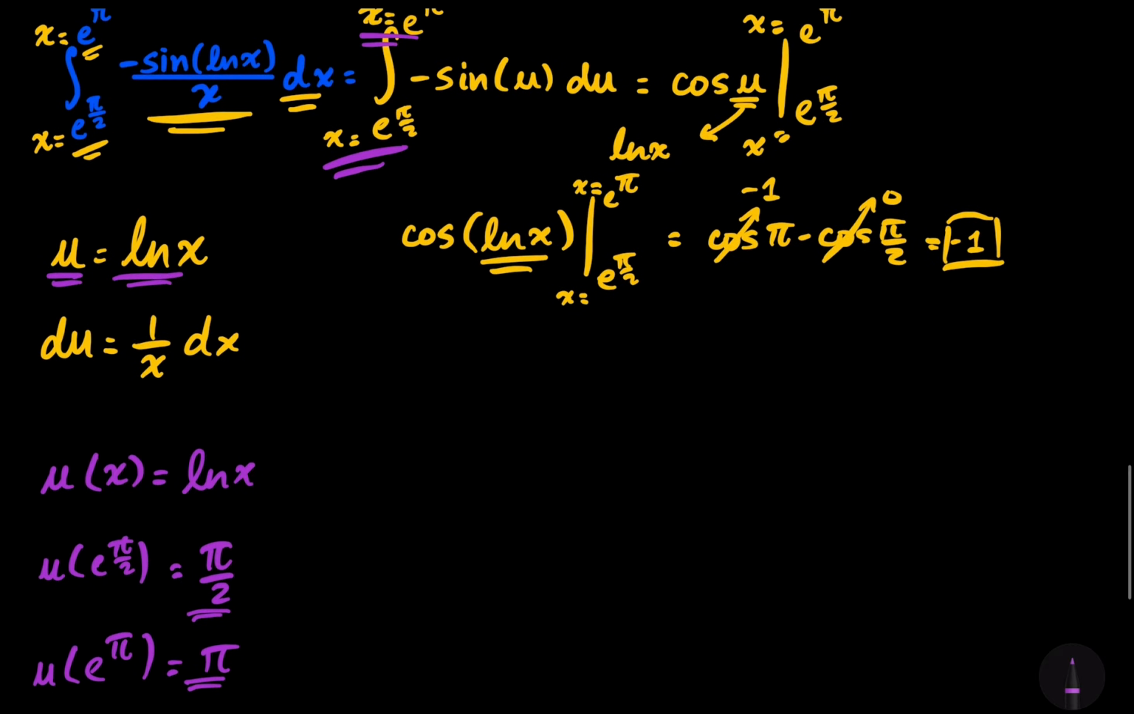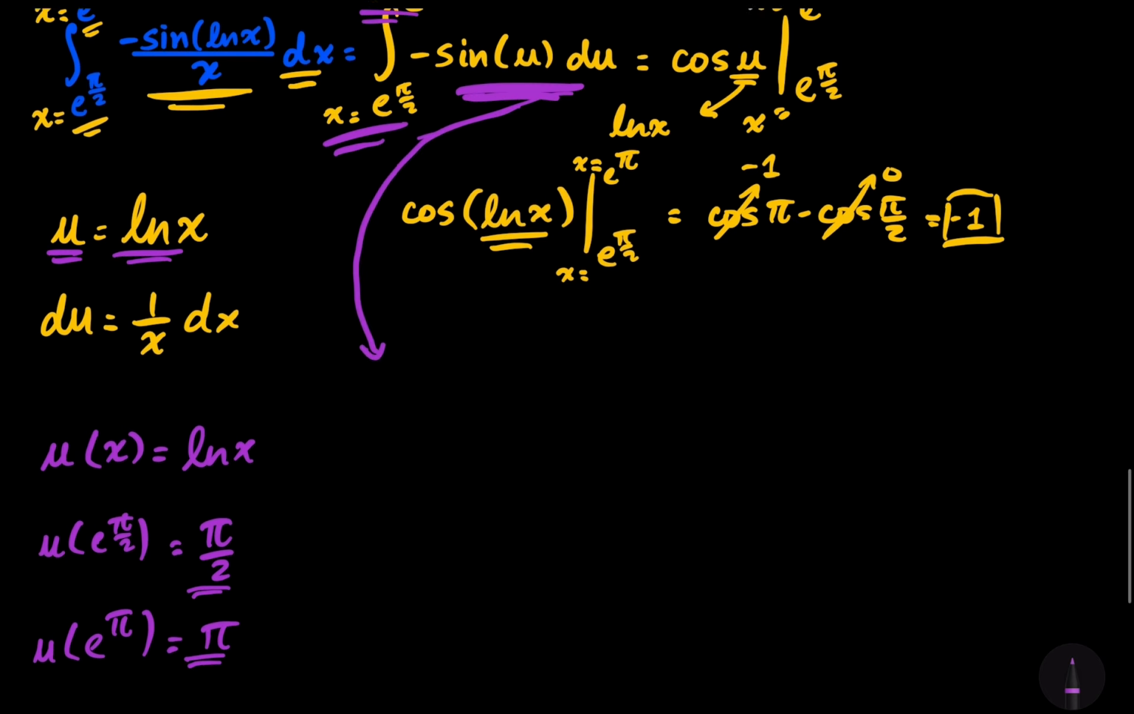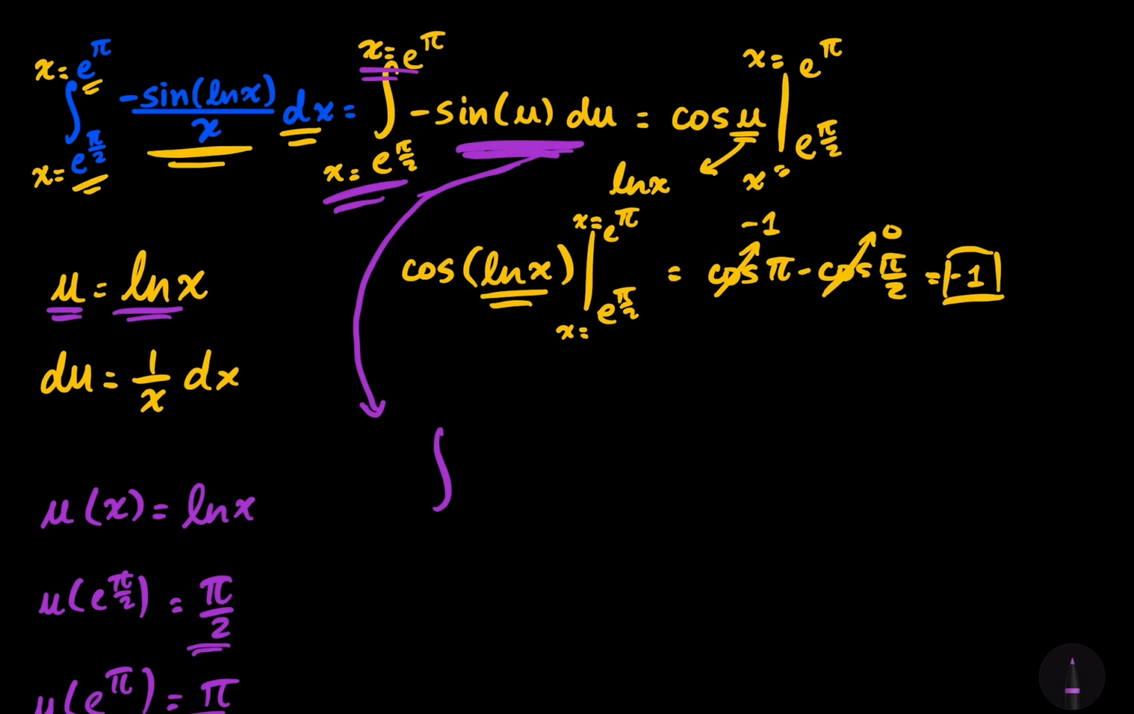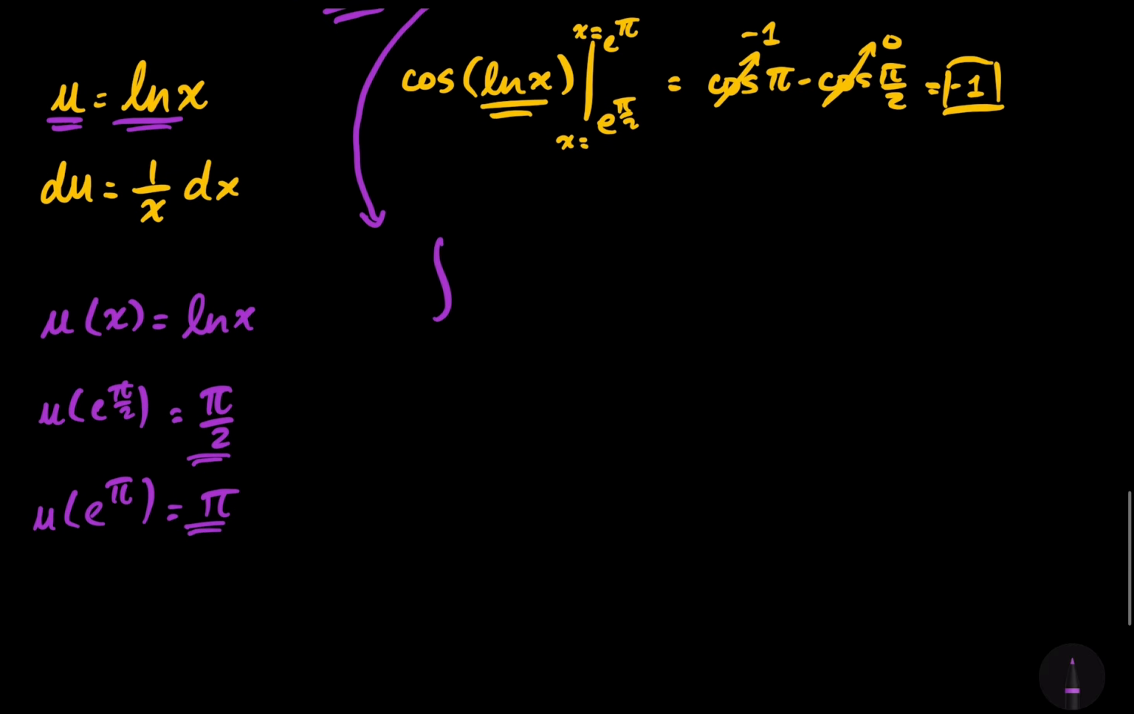And so now in this expression over here, this integral that we were initially taking, this one up here, we can go ahead and write this now all in terms of u. We can change the bounds of integration and describe it in terms of u. So now instead of the integral from e to the pi halves to e to the pi, we have the integral from pi over 2 to pi, right? Because this is from u is equal to pi over 2 to u is equal to pi of negative sine of u du. And then we would just evaluate this like we would any other integral.